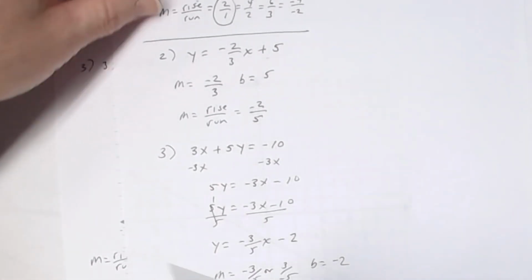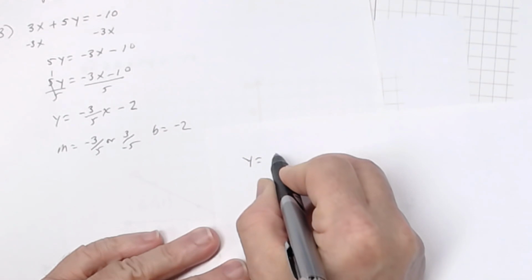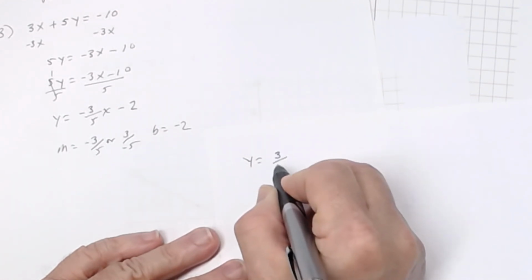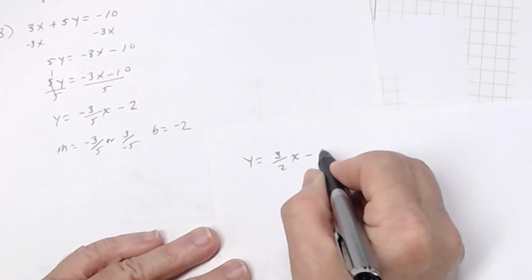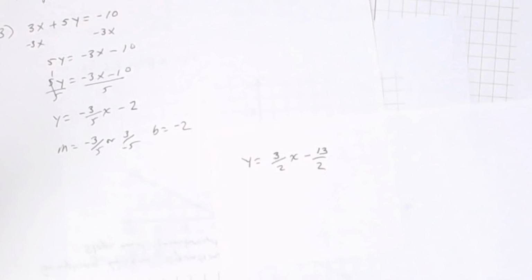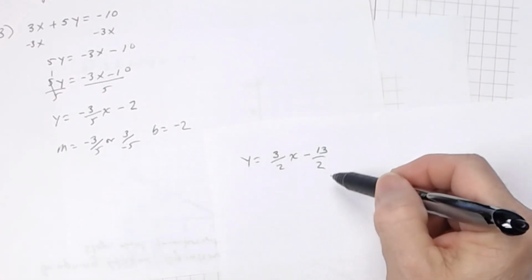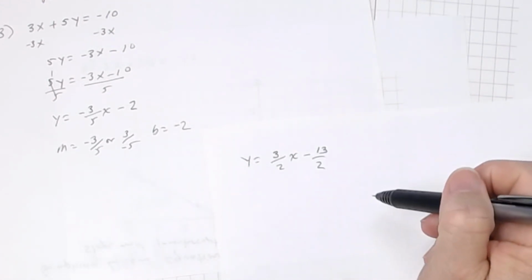You could have a situation where you may have something like this. Y equals, let's say, 3/2 x minus 13/2. I'm just making that up. So notice now this one's not that bad because 13/2 you could easily graph.